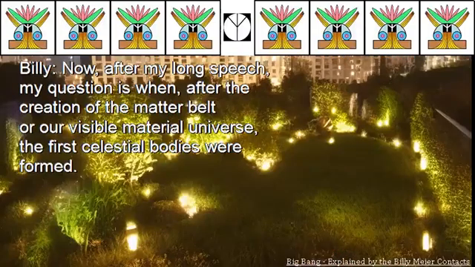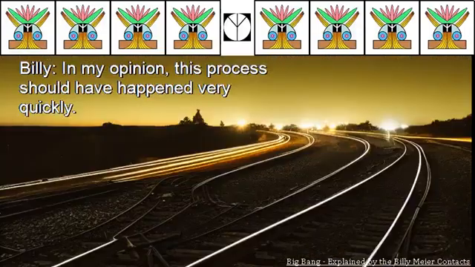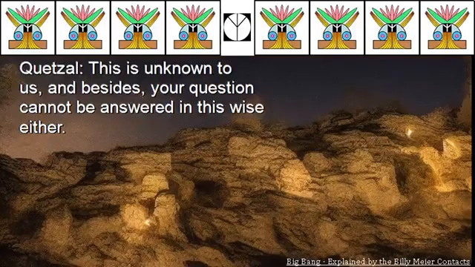Now, after my long speech, my question is when, after the creation of the matter belt, or our visible material universe, the first celestial bodies were formed. In my opinion, this process should have happened very quickly. This is unknown to us, and besides, your question cannot be answered in this way either.